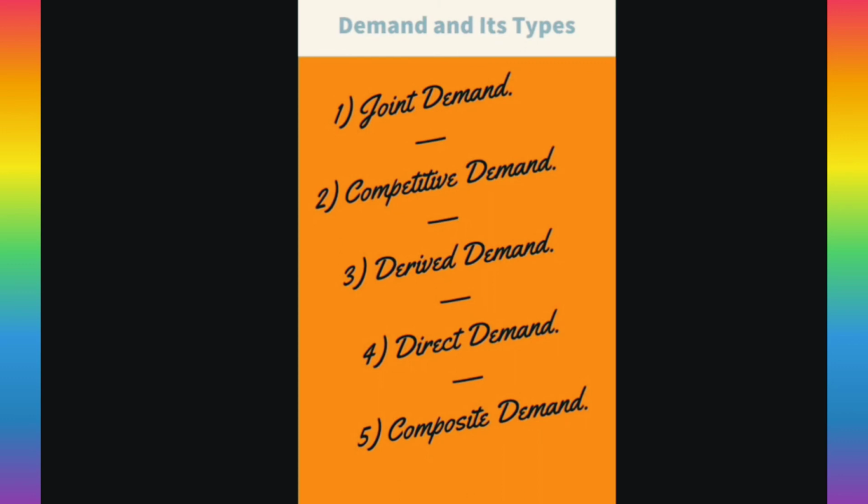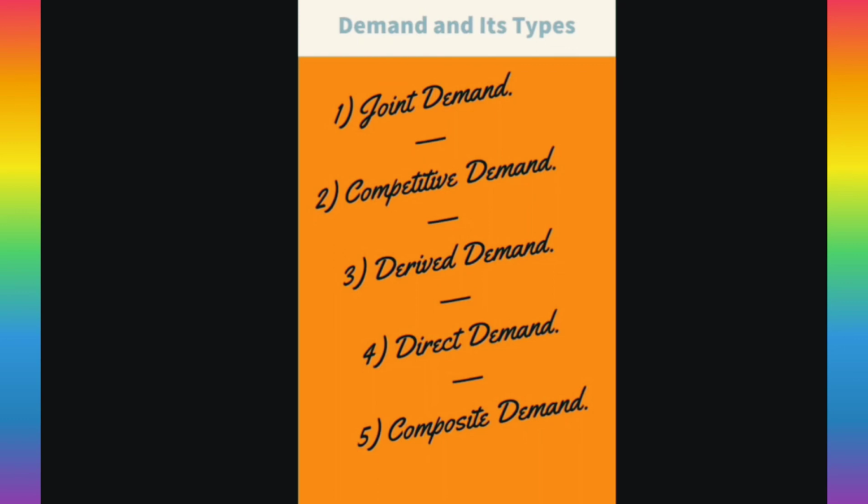Next is derived demand. If a thing is needed for producing some other goods, which we actually need, it is called derived demand. For example, the demand for workers in a factory is a derived demand because these workers will be helpful in the production of goods in the factory.